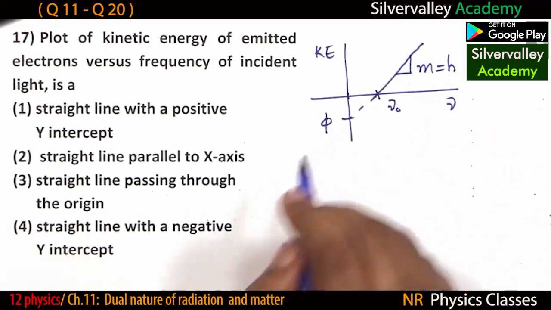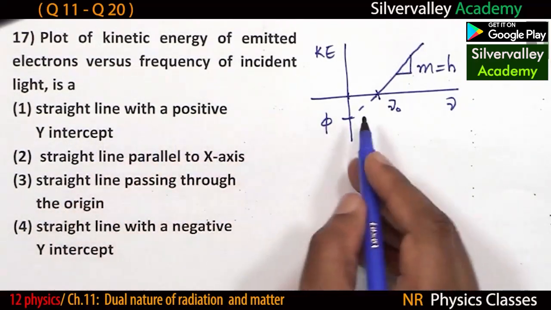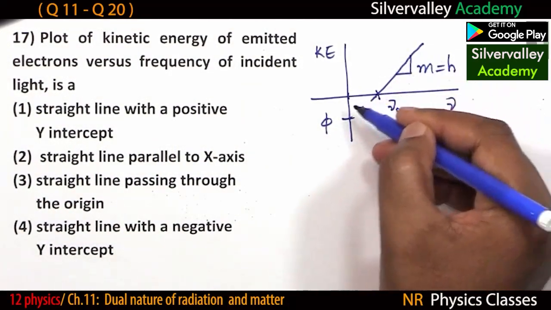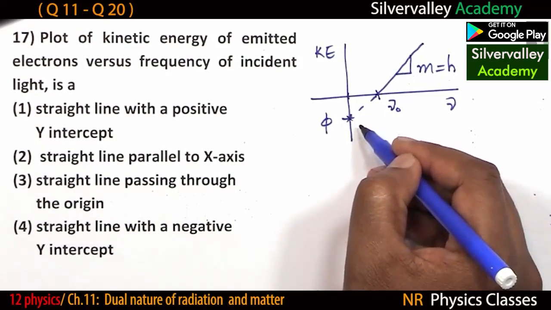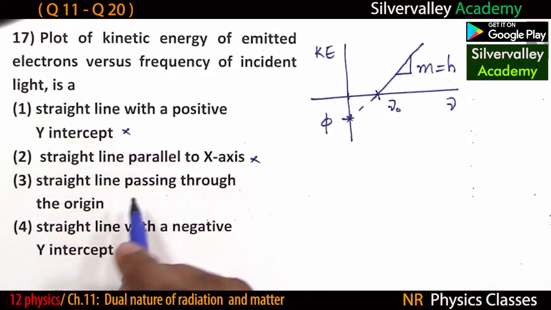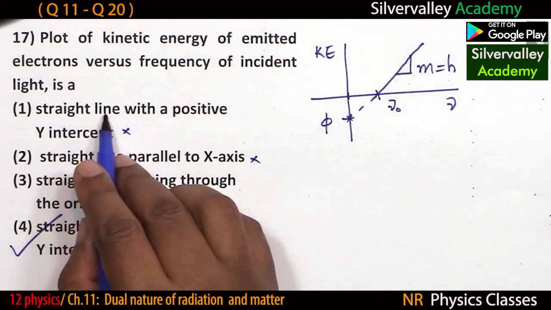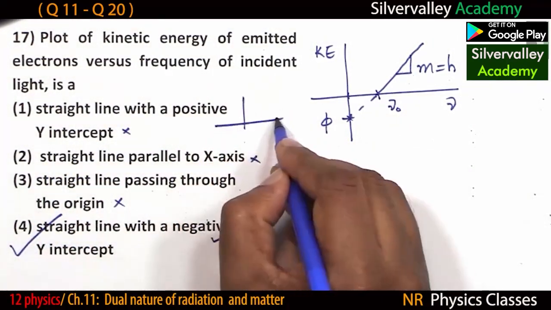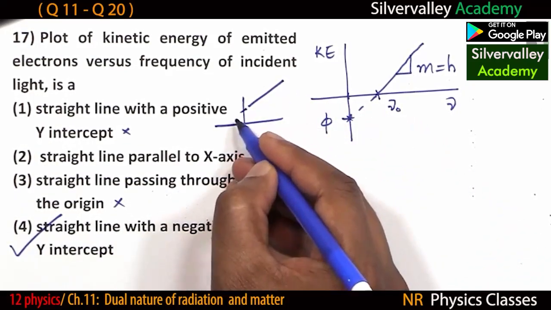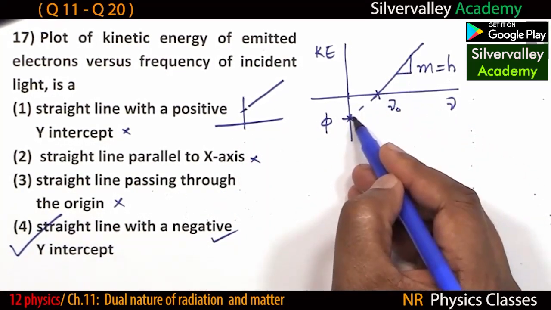We know all these three quantities. Straight line with a positive y-intercept. This is negative y-intercept. The curve is cutting the y-axis at the negative side. Straight line parallel to x-axis. No. Straight line passing through the origin. No. Straight line with a negative y-intercept. Yes. Straight line with a positive y-intercept means the curve should look like this. So this is positive y-intercept, whereas this is negative y-intercept.